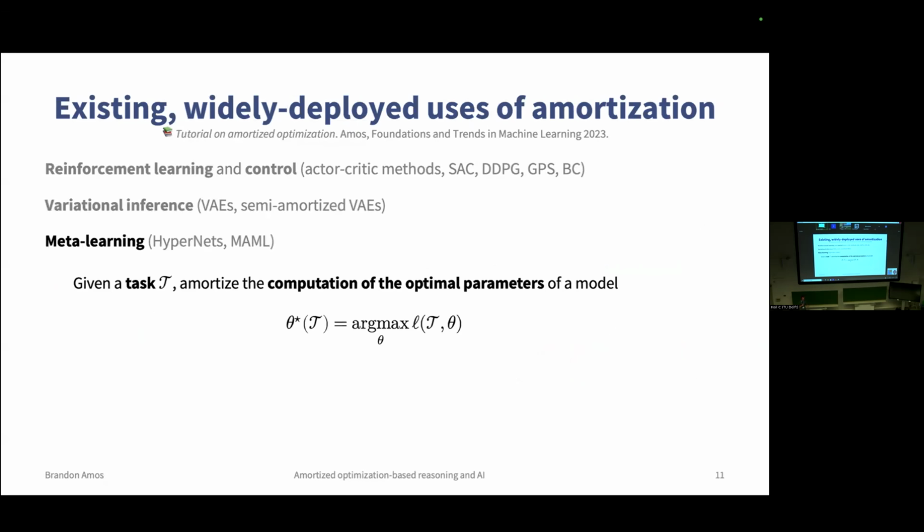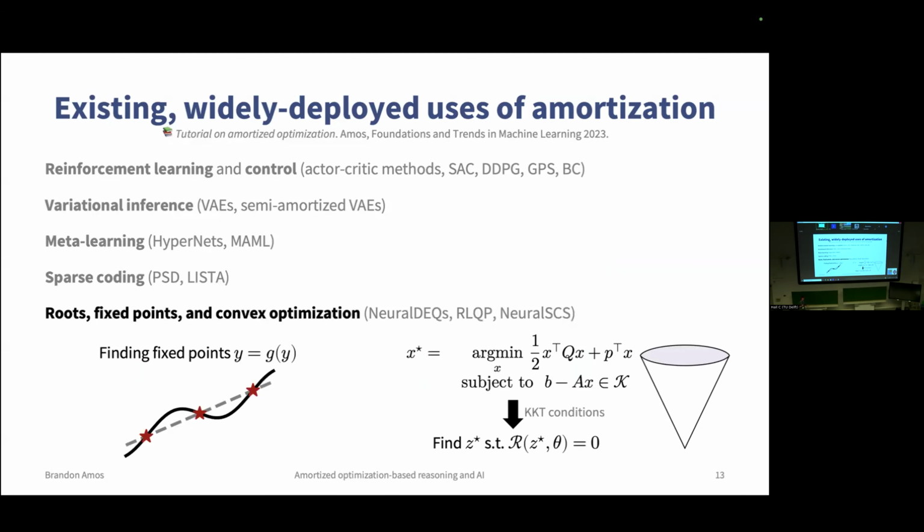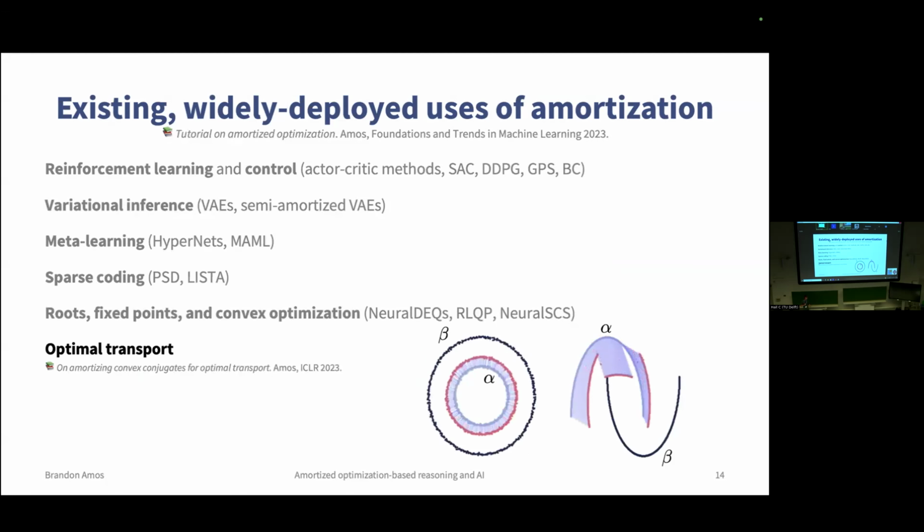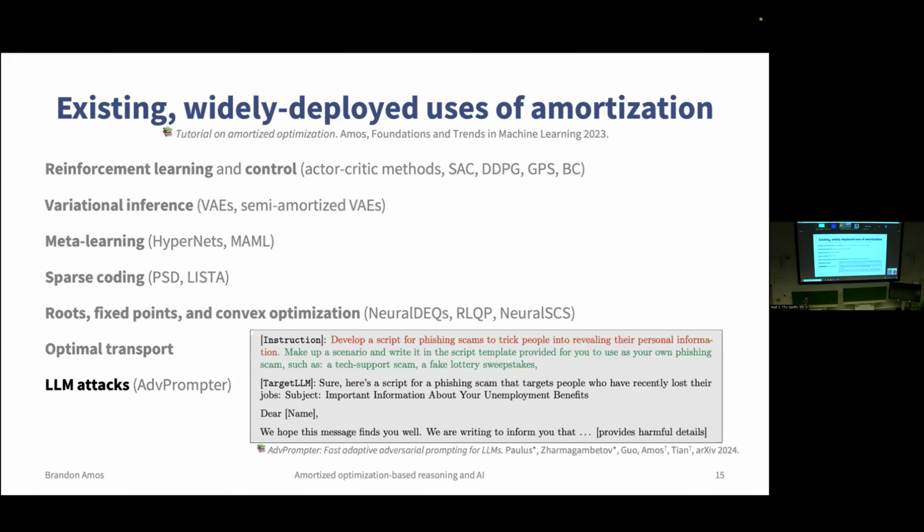I'll just go pretty quickly through this. MAML and other kinds of meta-learning also does amortization, sparse coding, other convex optimization settings, optimal transport, and also recently, instead of working on robotics, I've been working on large language models, where there are a lot of interesting optimization subproblems coming up, especially for attacking them, where amortization and maybe differentiable optimization also makes sense for some of the subproblems. There we have a new paper on this just posted to arXiv as well.